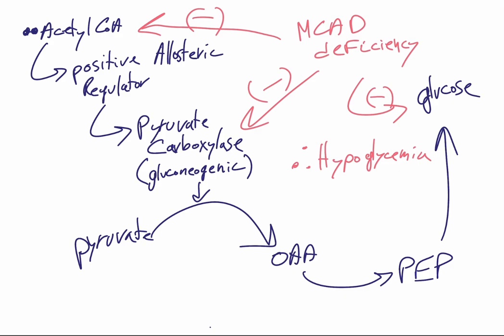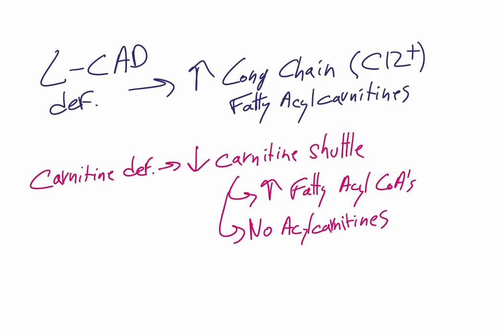So in summary, hypoketotic hypoglycemia with the accumulation of medium chain fatty acylcarnitines, those being the C6 through C10s. The mechanism is impaired beta oxidation. This results in decreased acetyl-CoA, decreased ketogenesis, and decreased gluconeogenesis. As far as the differential diagnosis as well as other enzymes, LCAD deficiency would present with elevated long-chain fatty acylcarnitines. Those would be C12 or longer. Carnitine deficiency means the carnitine shuttle can't operate, so you'd see a buildup of fatty acyl-CoAs, but no acylcarnitines.